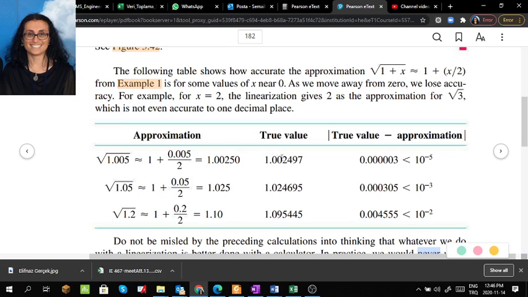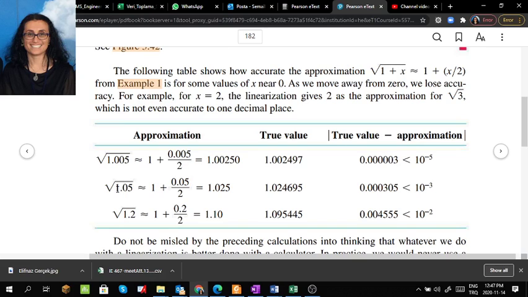But what is the exact value here? The exact value if you calculate square root of 1.005 is this. I want you to see how close they are. Look, 1.0025 and 1.00249, so they are very close. So it's a good approximation near 0.